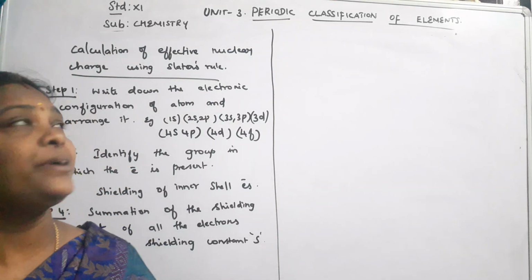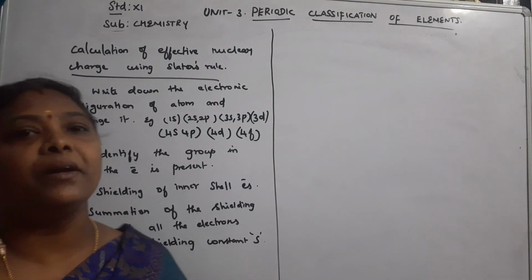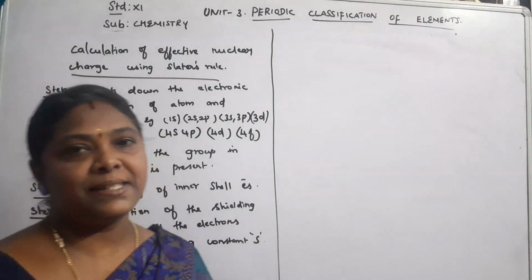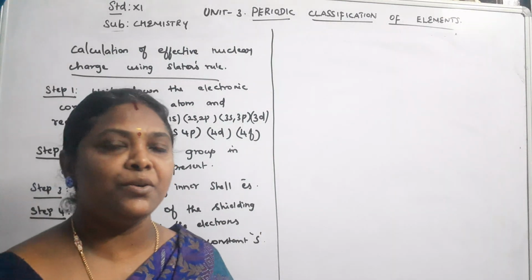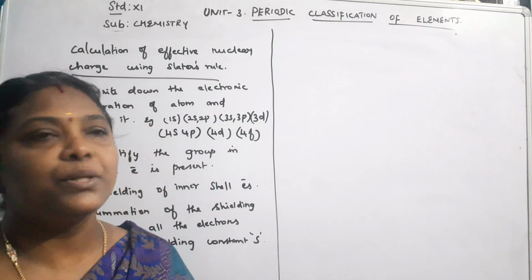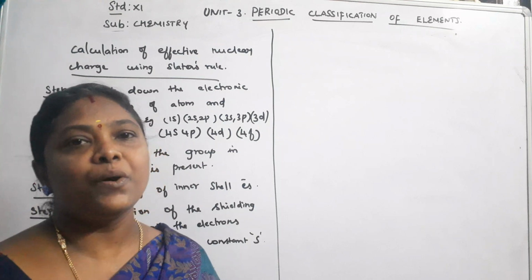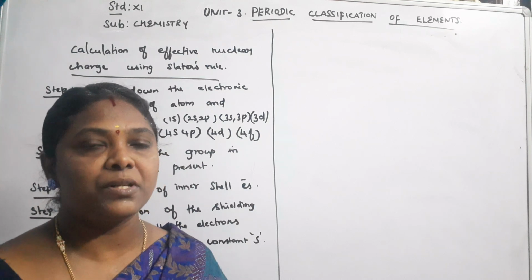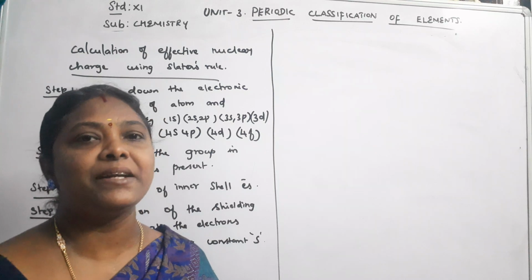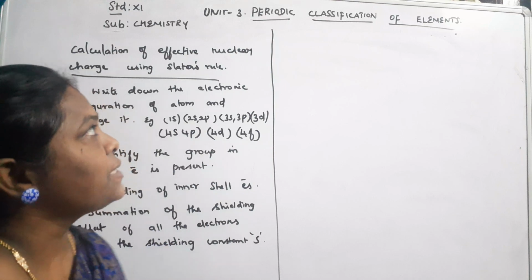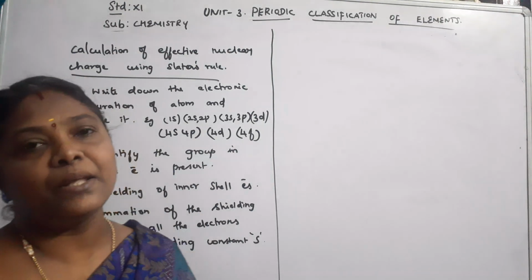So today we are going to continue Unit 3, Periodic Classification of Elements. In the last class I told you about the effective nuclear charge. Can you remind me? What is effective nuclear charge? The net charge experienced by the valence electrons is called the effective nuclear charge. So what is the importance of calculating the effective nuclear charge?